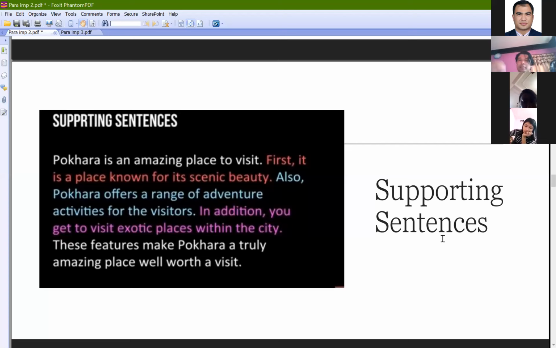So whenever we are jumping from what we are talking about to something different, and we are talking about first, it's a place known for its scenic beauty. Now we are not talking about scenic beauty in the 3rd sentence. We are talking about adventure, the range of adventures or activities that we can have in Pokhara. That's a different idea, which is not related to scenic beauty. So moving from one idea to another different idea, we use connectors or conjunctions: first, also, in addition, similarly. I'll provide you the list of them. All you need to do is to use them in relevant ways wherever and whenever necessary.